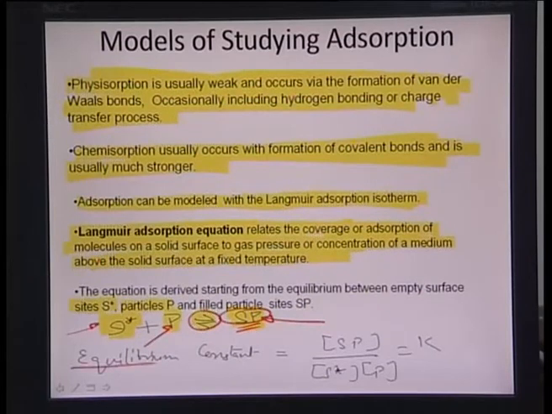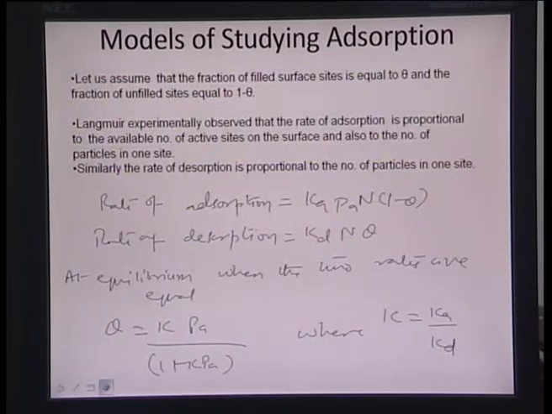So the equilibrium constant here is directly proportional to the concentration of SP, and inversely proportional to the concentration of the active available sites and the concentration of the particle P. Let us call this K. So the equilibrium constant is the concentration of SP divided by the concentration of S star and P. Let us assume that the fraction of filled surface sites is equal to theta. The fraction of unfilled sites at a particular instant of time is 1 minus theta.